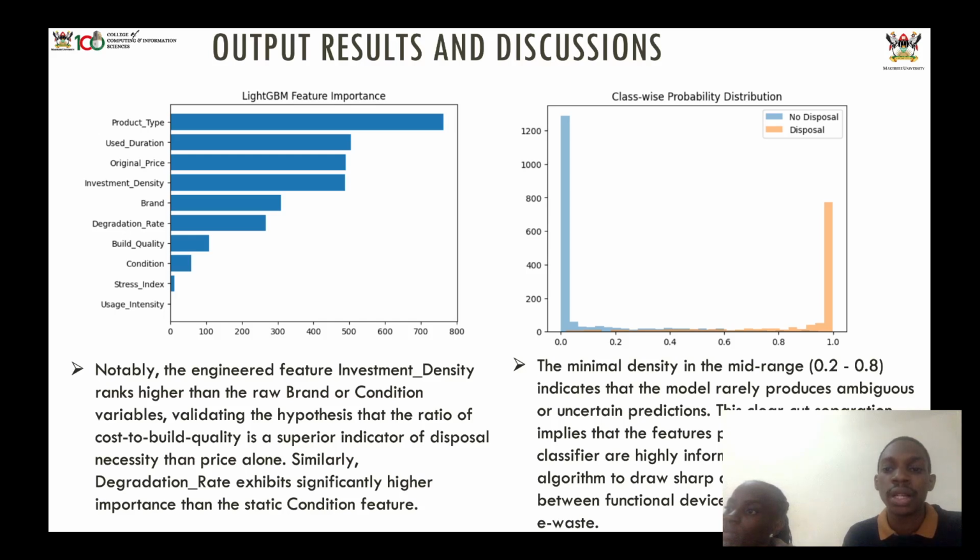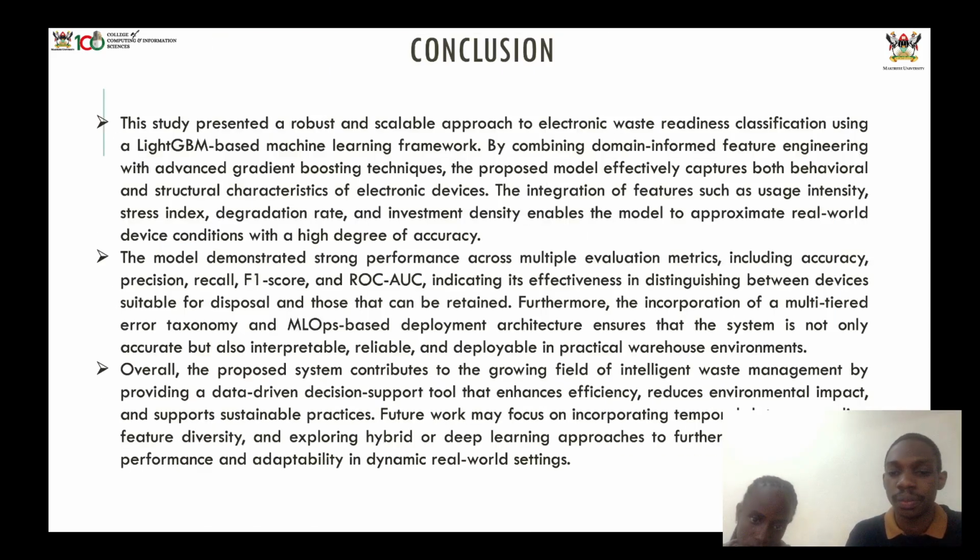Next we have the class-wise probability distribution, and we can see that we have a high density on the extreme ends, which are 0 and 1, which means that the model has a high decisive power in classifying whether a device is EOS ready or not.